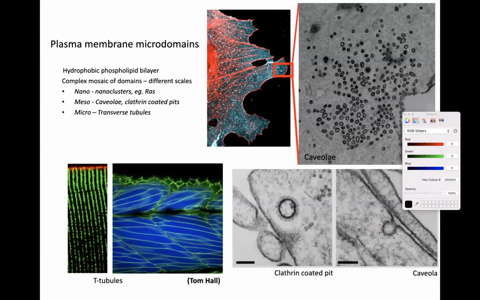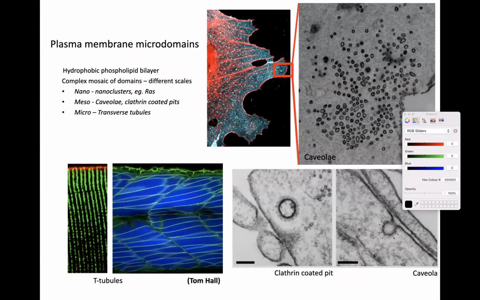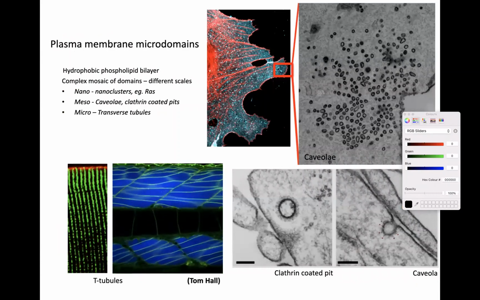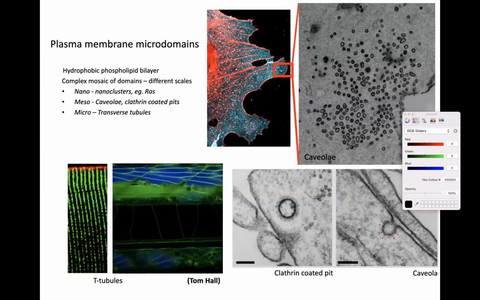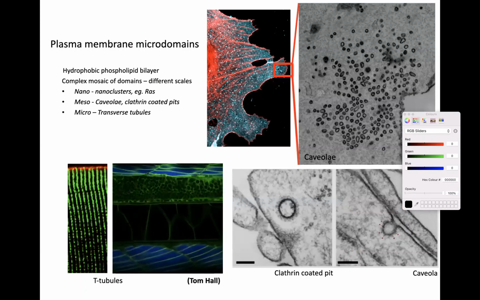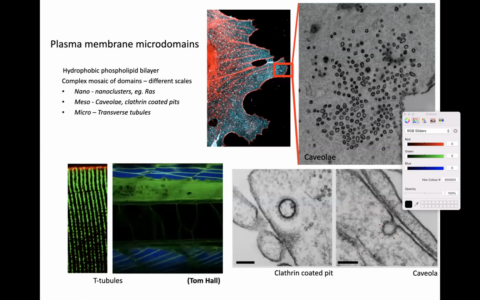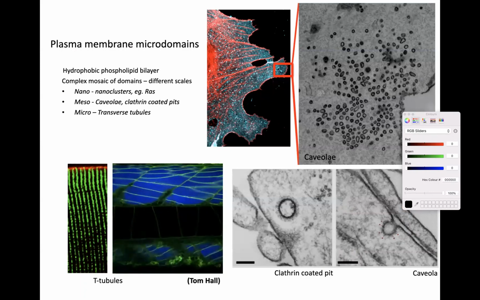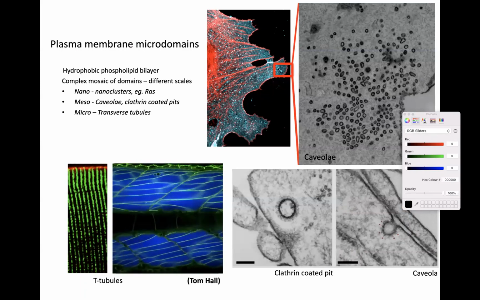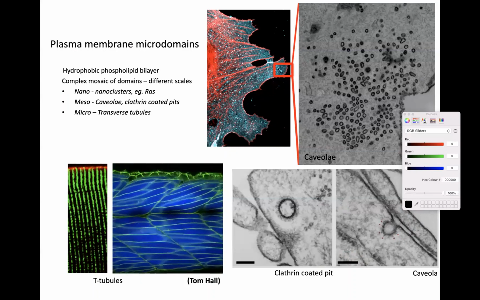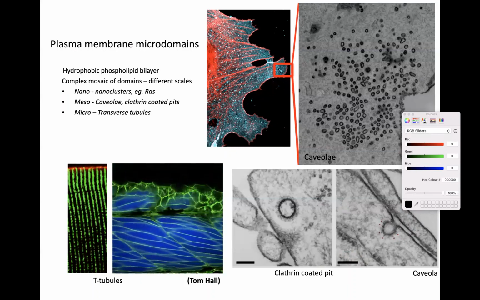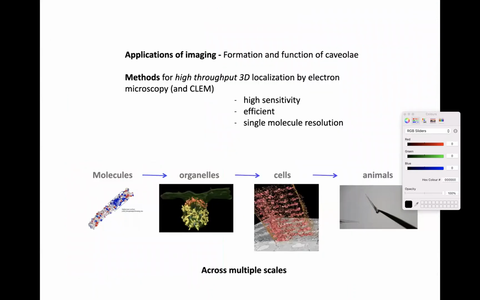But what I'm really going to concentrate on today, as Stephen said, is how we are studying plasma membrane microdomains. This includes various different microdomains. It includes microdomains at the nanoscale, such as RAS signaling nanodomains, at the mesoscale, caveolae and clathrin-coated pits, and also at a much larger scale, we're also interested in the T-tubules that penetrate into the depths of muscle fibers. But really today, I'm going to focus on caveolae, the formation and the function of caveolae.